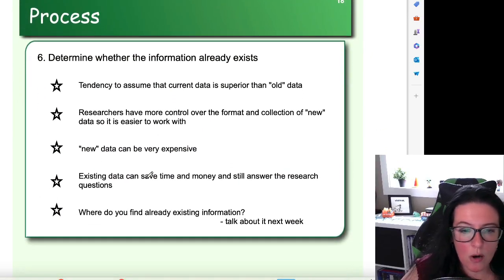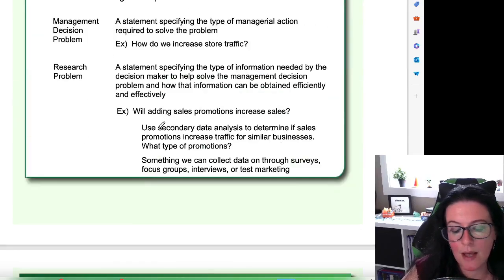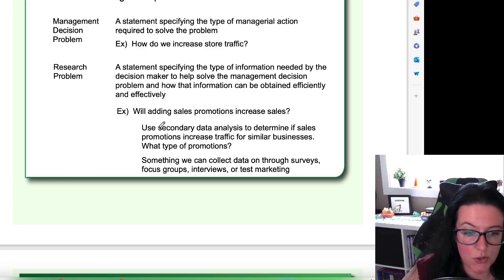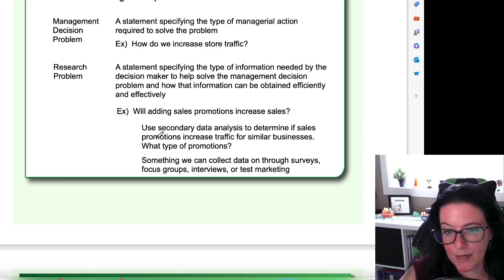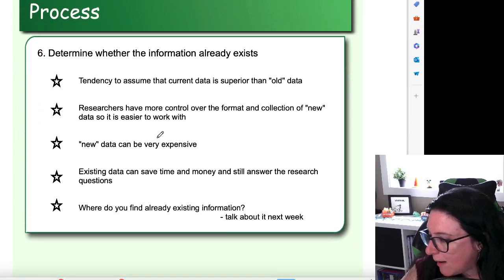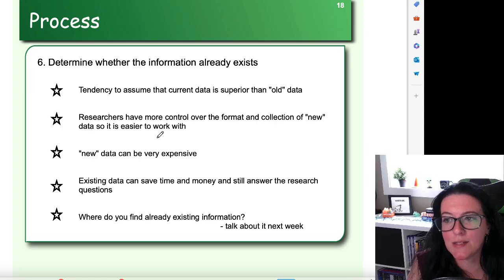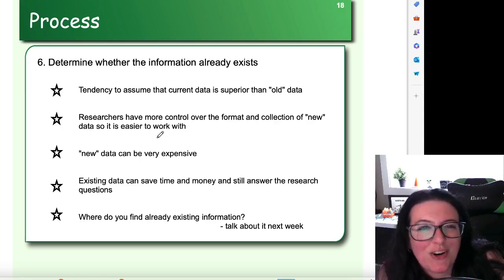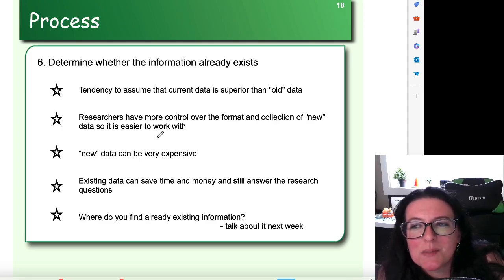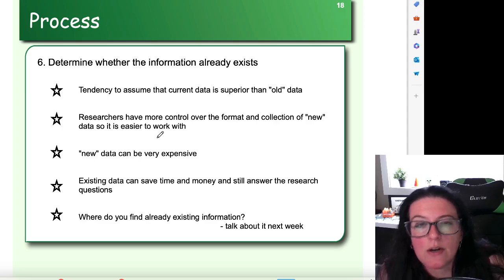Once you have crafted your research problem, before we decide to invest in doing the research, we always want to determine if the research itself already exists. We have a tendency to assume that current data is superior to old data. So we're often eager to collect our own as opposed to using something that's been around or used for a different purpose. But we should make sure that there isn't information already that's much cheaper.